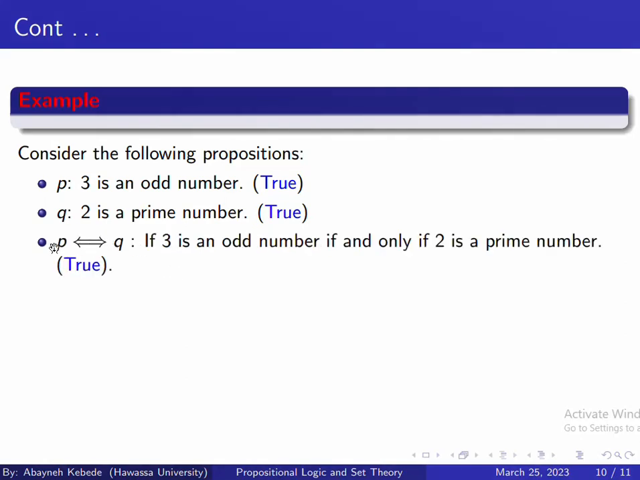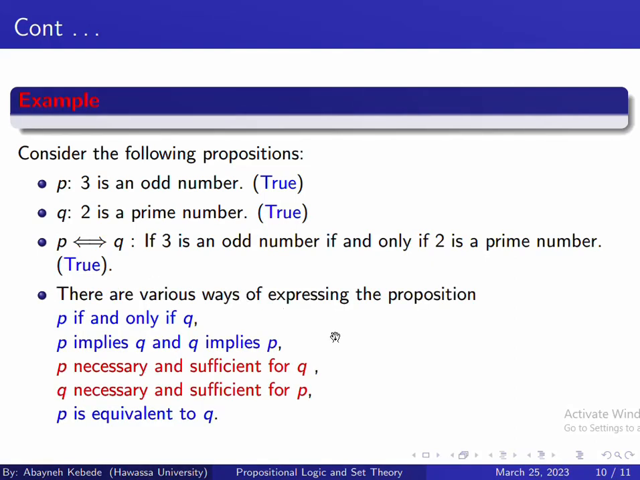So how can we write P if and only if Q? It can be written as: 3 is an odd number if and only if 2 is a prime number. Or in other words, we can write this as 3 is an odd number implies 2 is a prime number, and the truth value for this is true, because both statements P and Q have the same truth value, which is true. So P if and only if Q is true.